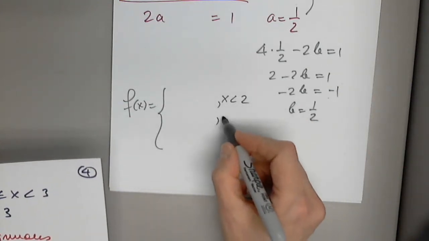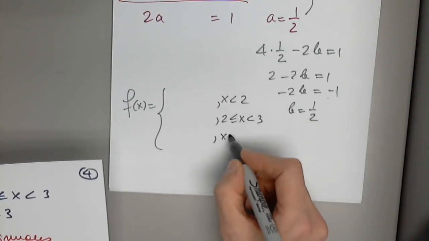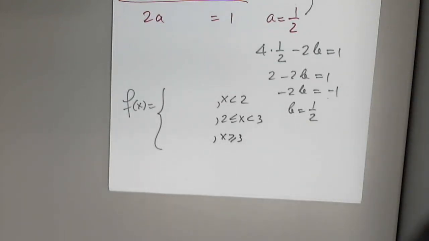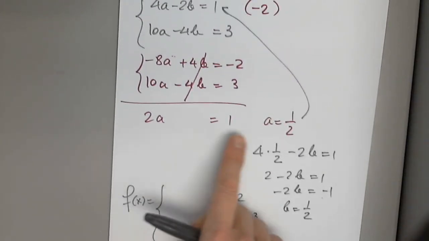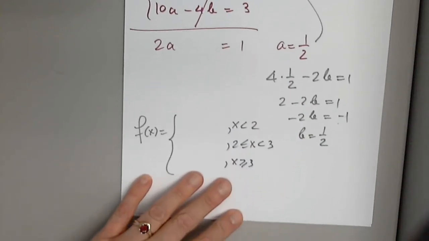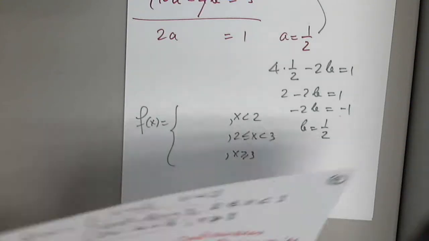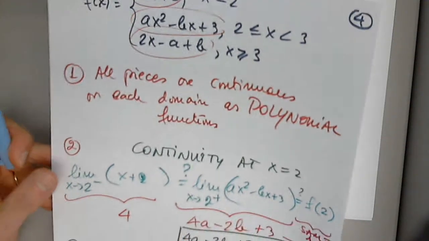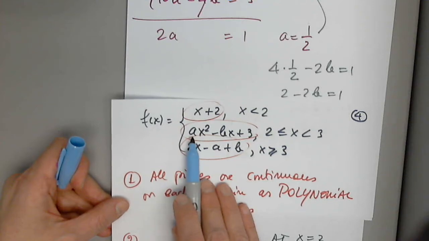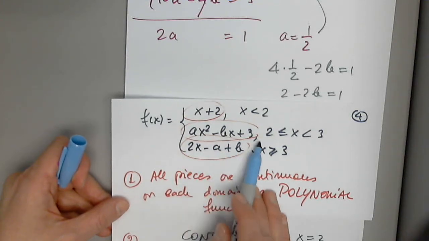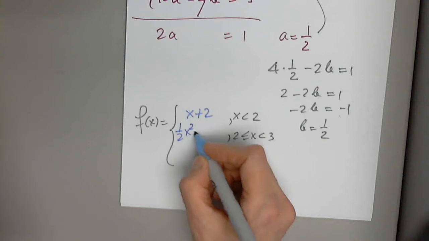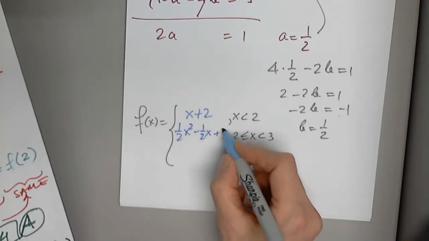Yes, please. I divided both sides by 2. Other questions for me, please? Anything else? Okay, so we go back. We have to rewrite. The first branch, there is nothing to insert, just x plus 2. What about the second branch? I will have to write 1/2 x squared minus 1/2 x plus 3.